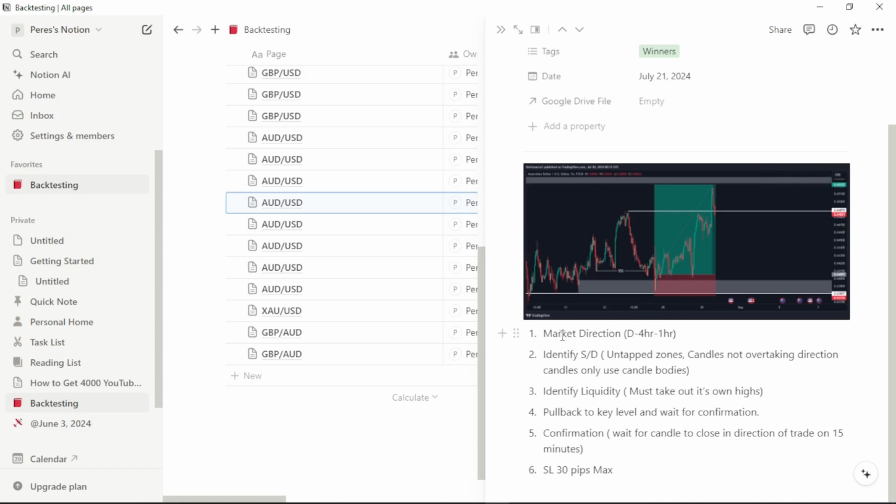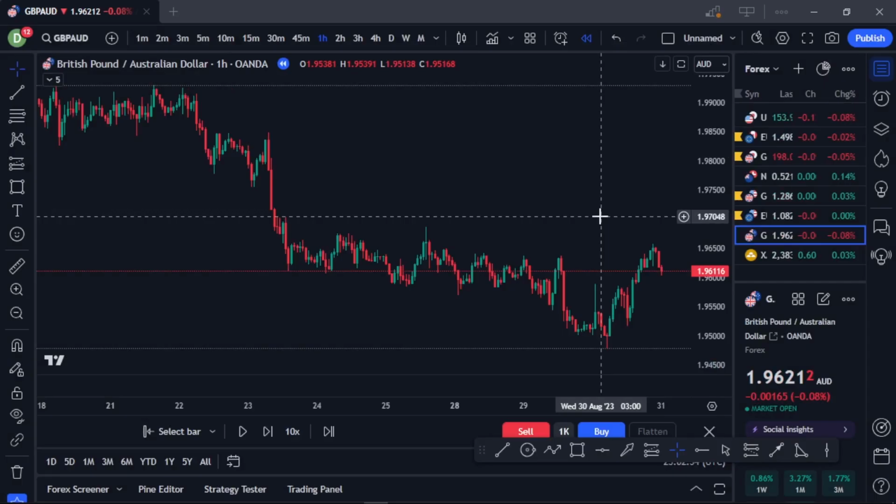The first rule is simply to identify the market direction using the daily time frame to the 1 hour time frame. So rule number 1 says what? Identify the market direction. When identifying the market direction, the time frame you use is important, and the reason why we need to use daily, 4 hour and 1 hour is simply because the higher the time frame, the better view of the market you actually get.